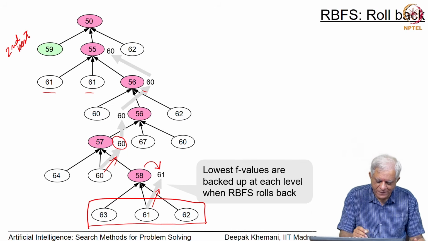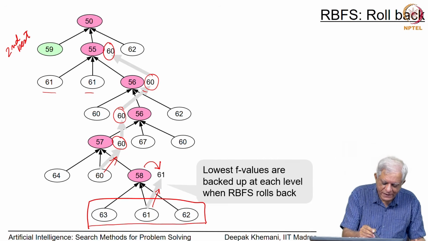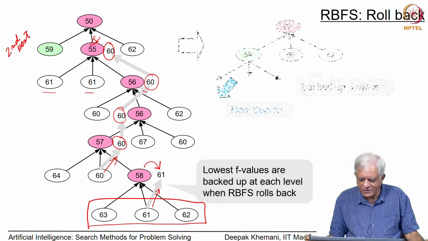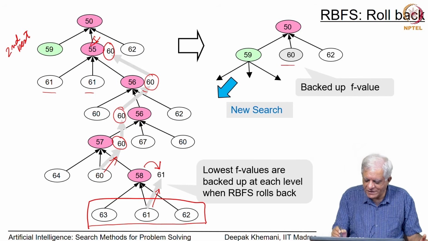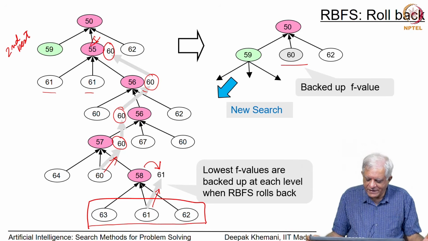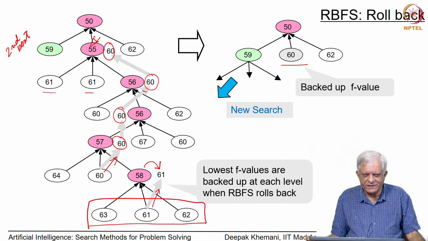So, this process goes on, this 60 is again propagated back and propagated back all the way up. So, this node which was 55 has now become 60 and search resumes from this point onwards. At this point when it has rolled back, you can see that the middle node has become a value of 60. Now, the left node has a value of 59 and so the new search starts from there. So, it goes along these paths and it will roll back as and when necessary, maintaining linear space.